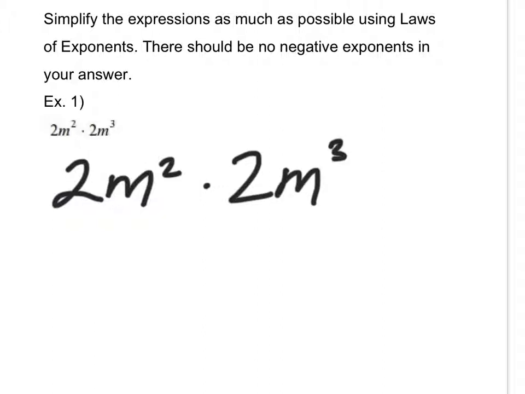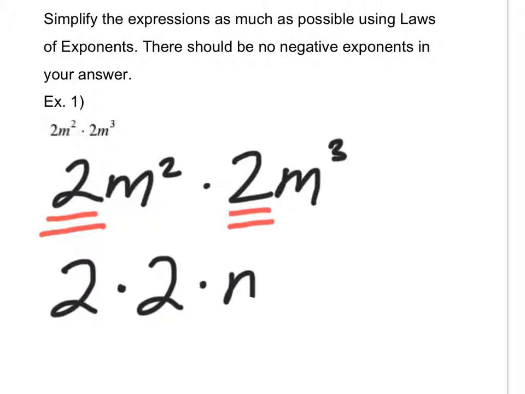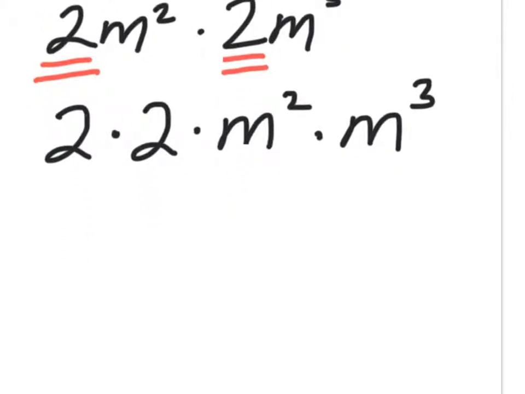The rule is, look at the numbers first. We have 2 times 2. Okay? I can write this out any way that I want. So I'm going to put the numbers together. 2 times 2 times m squared times m cubed. Alright? So now, we're going to get 2 times 2 is 4, we all know that. M squared times m cubed is what?